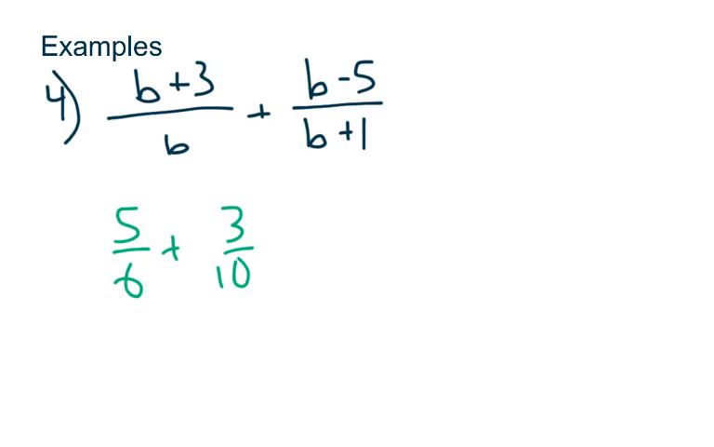Well, we would ask ourselves, what's the common denominator between 6 and 10? And we would end up getting 30. And so we'd multiply by 3 over 3, and then 5 over 5, and then we can add and subtract these together. Same idea.